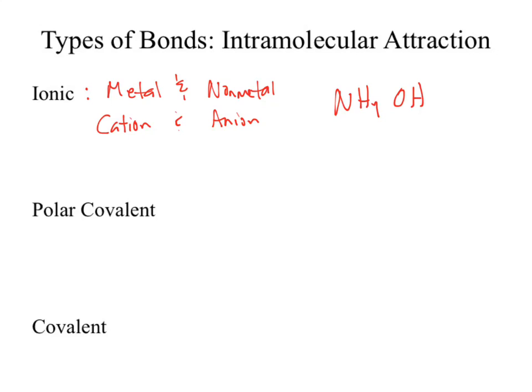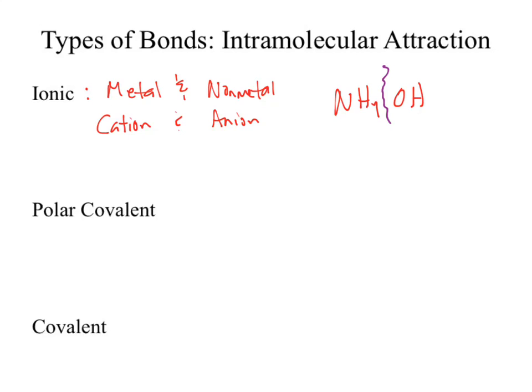Ammonium, all non-metals. Hydroxide, all non-metals. And yet, what type of bond do we have between ammonium and hydroxide? It's an ionic bond. Why is it an ionic bond? Because ammonium is a polyatomic cation. Hydroxide is a polyatomic anion.